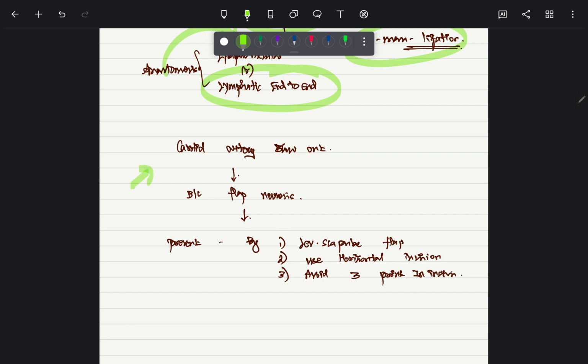A very important dreadful complication in radical neck dissection: carotid artery blowout. It occurs because of flap necrosis, and we need to prevent it by using a levator scapulae flap, using a horizontal incision, and avoiding a 3-point junction incision.